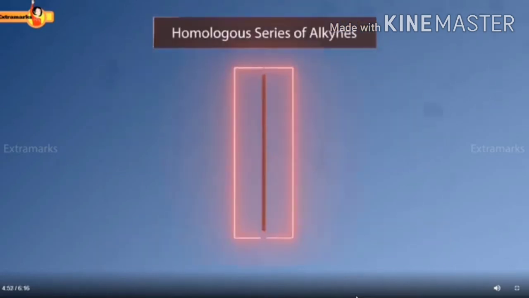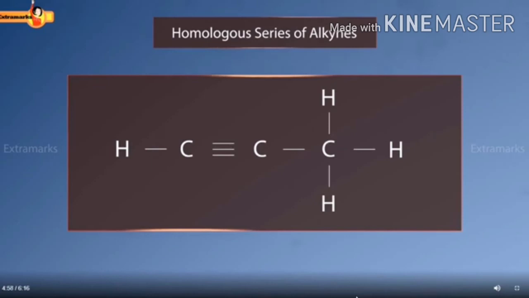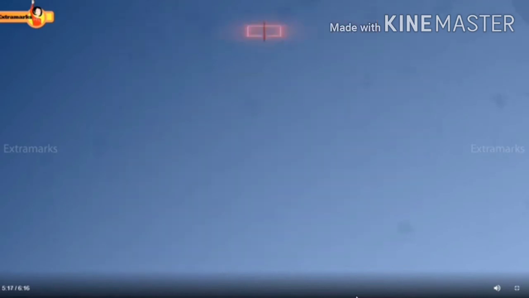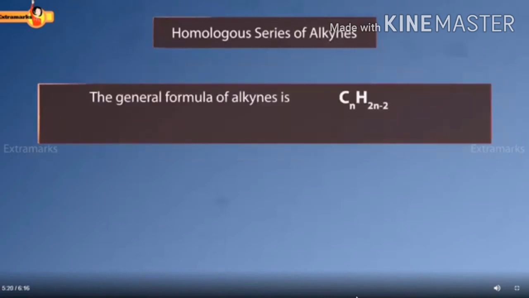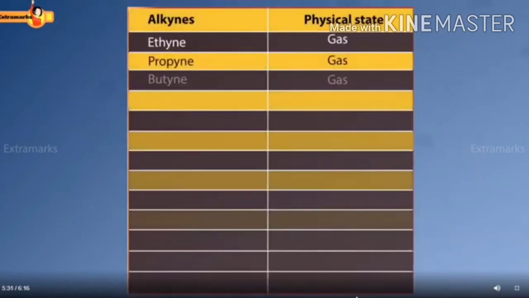Members of the homologous series of alkynes are characterized by the presence of at least one carbon-carbon triple bond in their molecules. The first member or homologue of this series is ethyne, as methyne does not exist. Other members of this series are propyne, butyne, pentyne, hexyne, heptyne, octyne, and so on. The general formula of alkynes is CnH2n-2. The successive members of the alkyne series differ by a CH2 group or 14 u. They show gradation in physical properties.